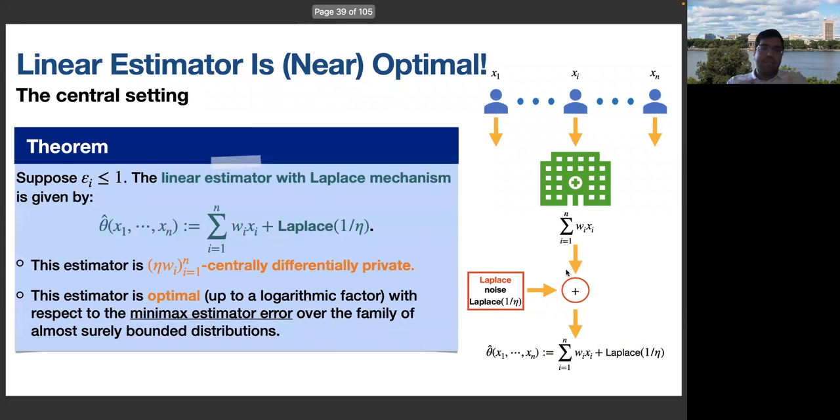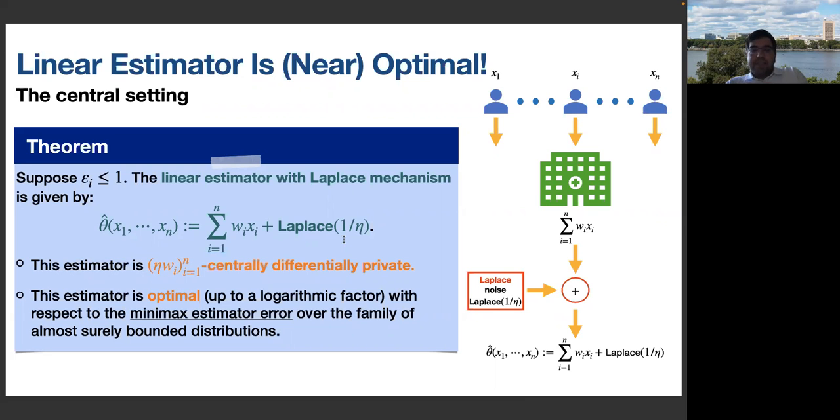And so the result is that suppose that the epsilon_i's are bounded by 1, then a linear estimator with Laplace mechanism is w_i eta centrally differentially private, and it's optimal up to a logarithmic factor with respect to the minimax estimation error when we take calligraphic P as the family of almost surely bounded distributions, which matches with our assumption on Z_i that they are bounded by half.